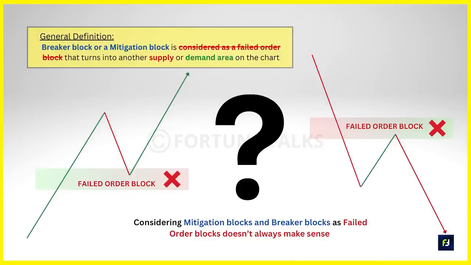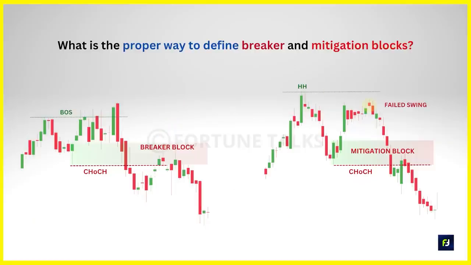This is why I don't want to involve order blocks when it comes to breaker blocks and mitigation blocks. There is one other obvious reason which will strengthen my analysis. Comment down below if you have spotted it. I will reveal it when we talk about the mitigation blocks. Having said that, what is a proper way to define breaker blocks and mitigation blocks?